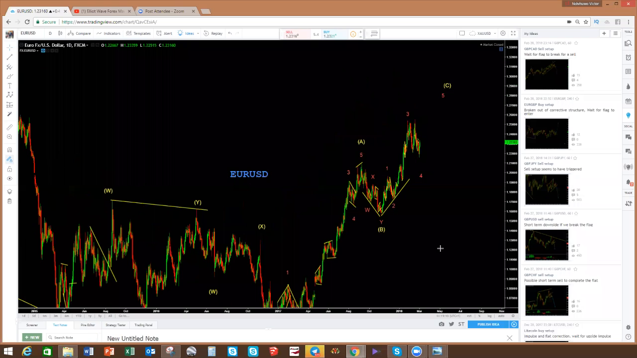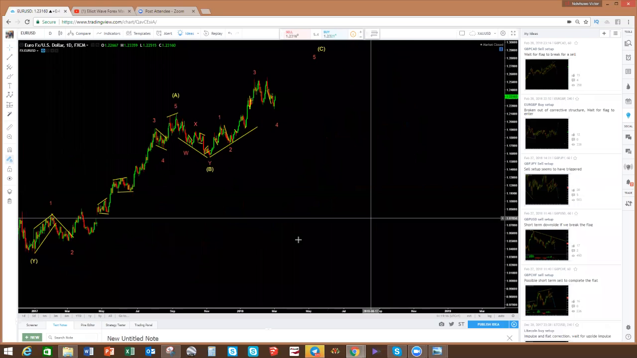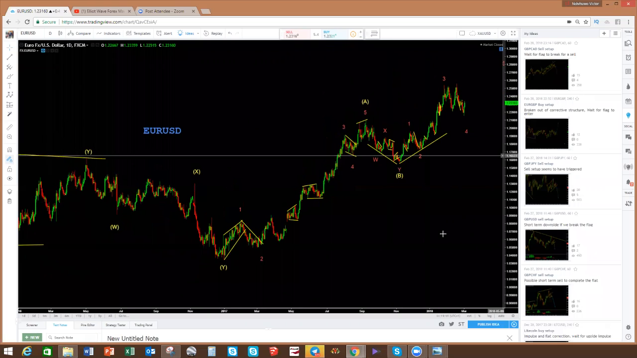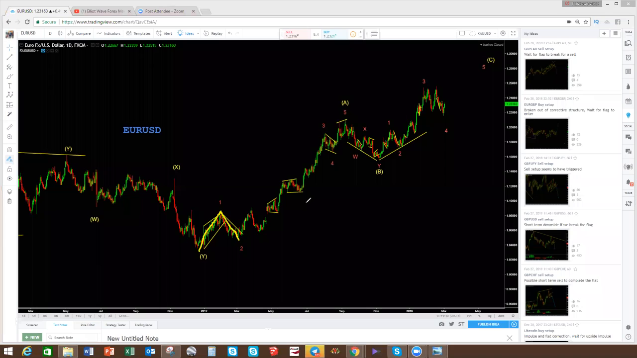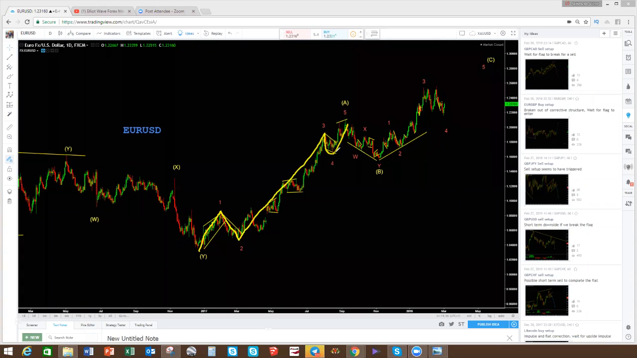Okay. Euro US dollar. So I'm just looking at this string. So you can see here we've got 1, we've got 2. We now have 3, we got 4, we got 5. After that, we're looking at this as a correction, A, B, C, or WXY, depending on the makeup.